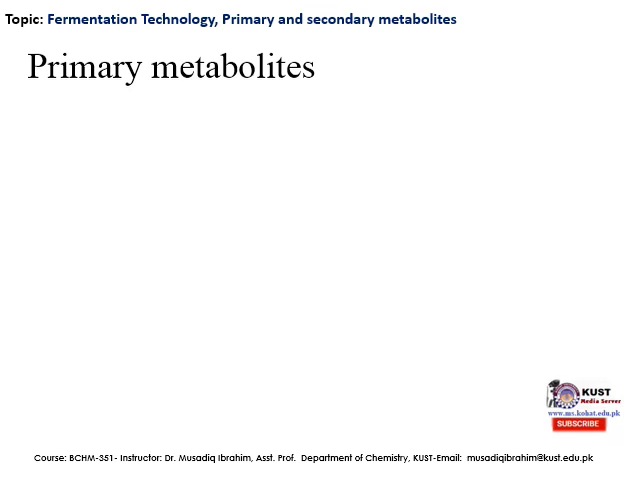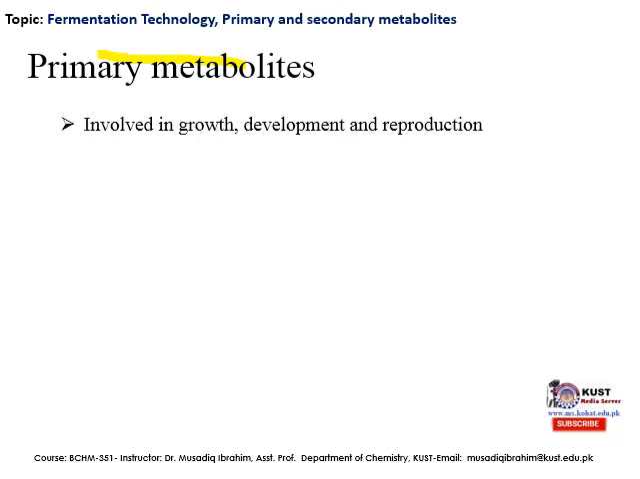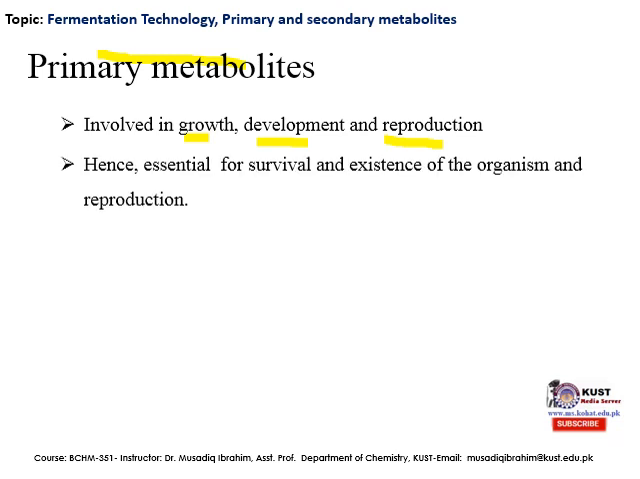Now, discussing the primary metabolites. The primary metabolites are involved in the growth of the microbial cells, the development of microbial cells, as well as the reproduction of the microbial cells. So it means that the primary metabolites are very important for the survival of the microbial cells. So essential for the survival as well as the existence of the microorganism and for the reproduction of the microbial cells.